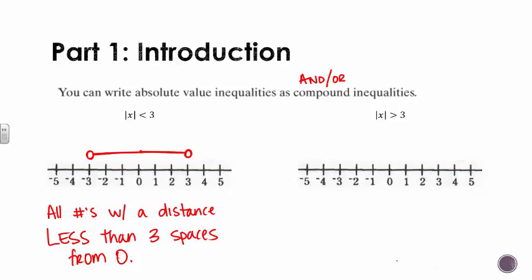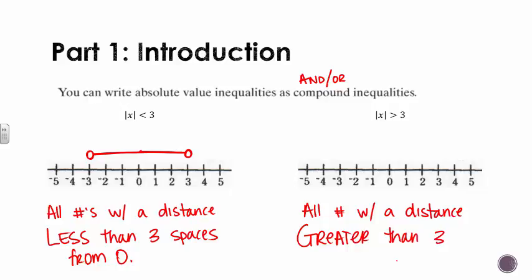If I ask you to solve the absolute value of x is greater than 3, this means that I want all numbers with a distance greater than 3 spaces from 0. So again, stop and think about what that means. This is exactly 3 spaces from 0. This is exactly 3 spaces from 0. A distance greater than that would be everybody this way and everybody this way.